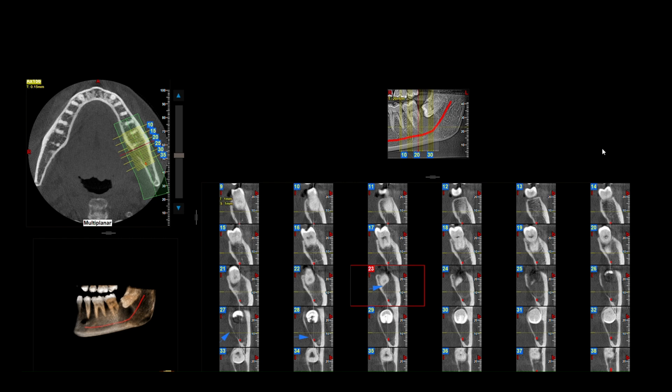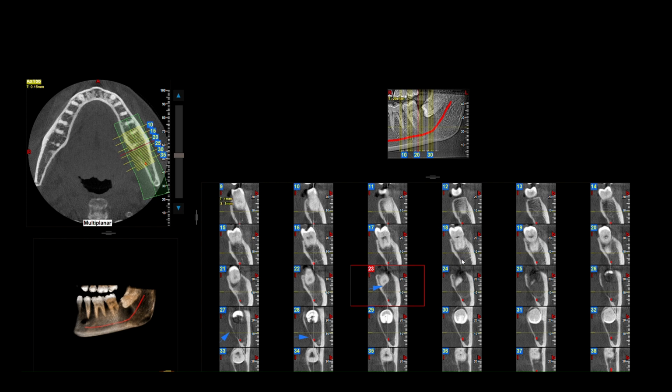Starting with the cross-sectional view, we immediately see a well-defined corticated expansile radiolucency in the posterior mandible on the left side. It's quite extensive. It is seen extending from the distal aspect of the mesial root of 37 right up to the anterior border of the ramus.